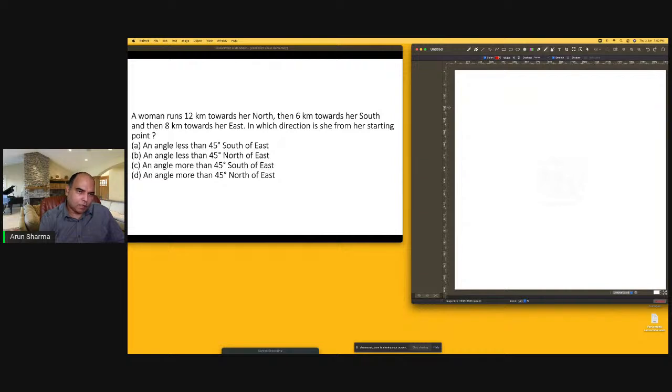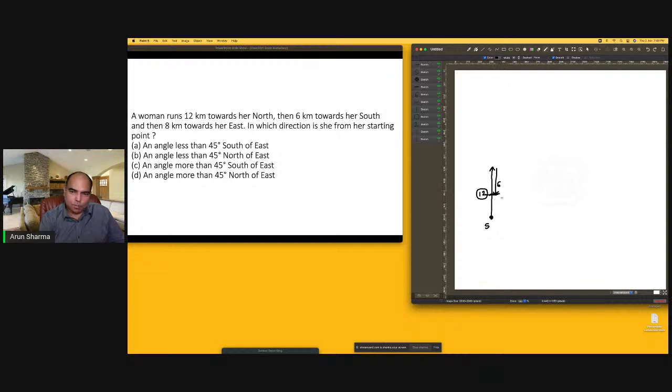A woman runs 12 kilometers towards the north. Now this is again a direction test question. Then 6 kilometers towards the south. So she's come back, and she's only 6 kilometers from the starting point. If this is the starting point, she's only 6 kilometers from the starting point.